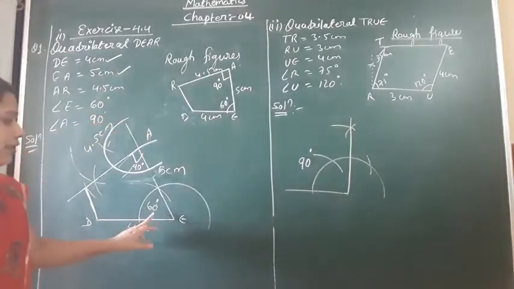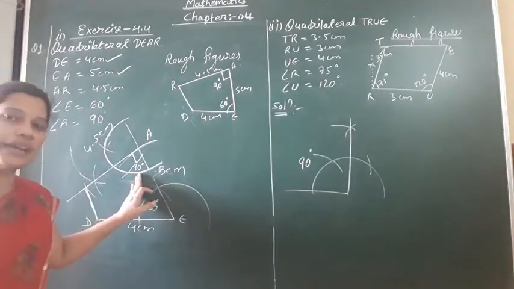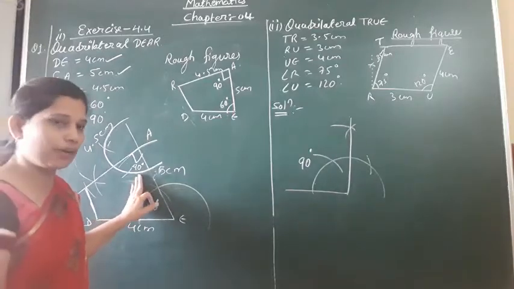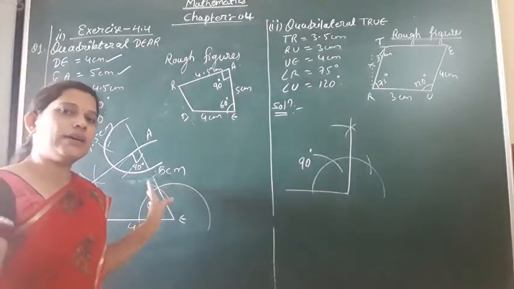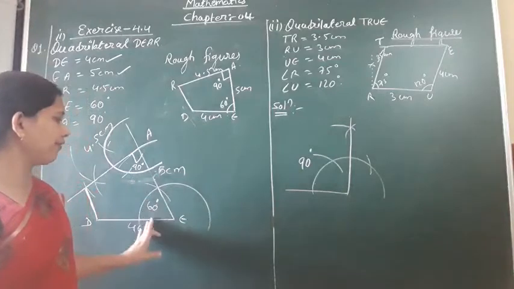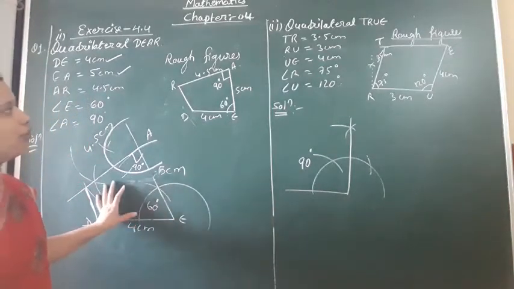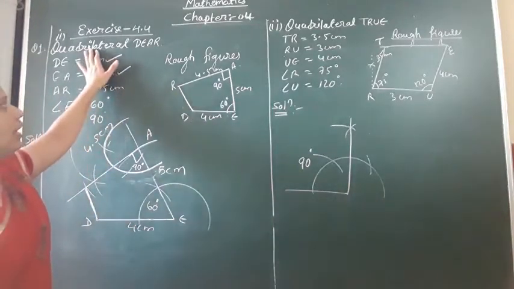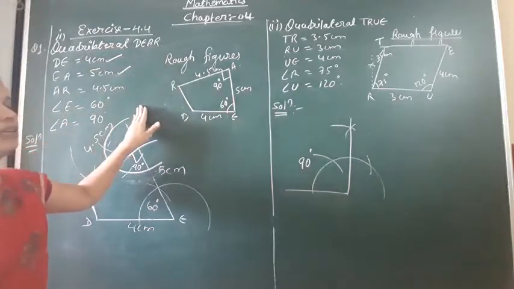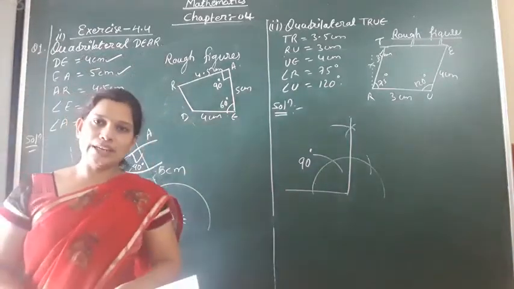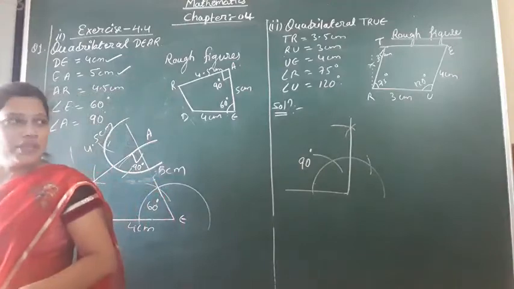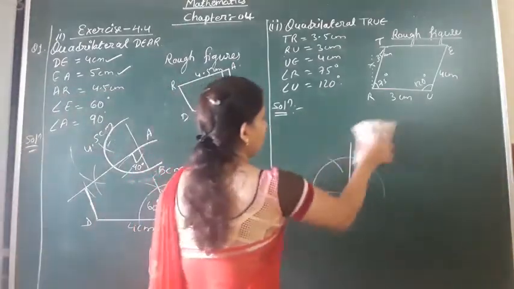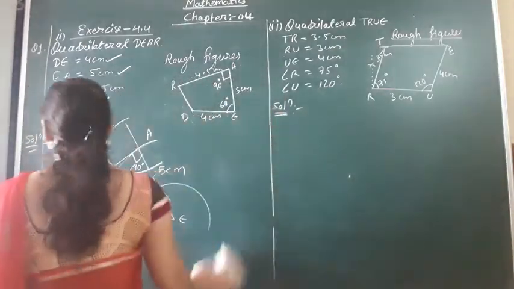We had drawn 60 degree and also we had drawn 90 degree with the help of our rounder. Don't use the protractor over here. Please use the rounder to draw this figure. So this kind of figure we are going to obtain for the quadrilateral DEAR whose measurements are given. Clear everyone? Understood?